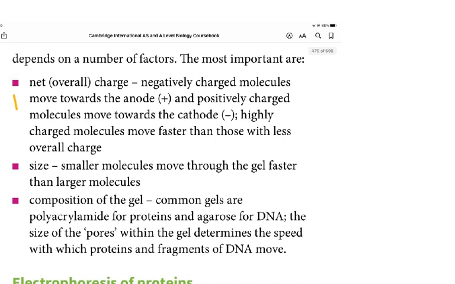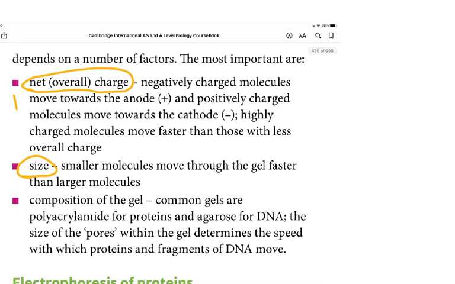Positively charged molecules move towards the cathode. Highly charged molecules move faster than those with less overall charge. So number 1 is the net overall charge. The second is the size. Smaller molecules move through the gel faster.